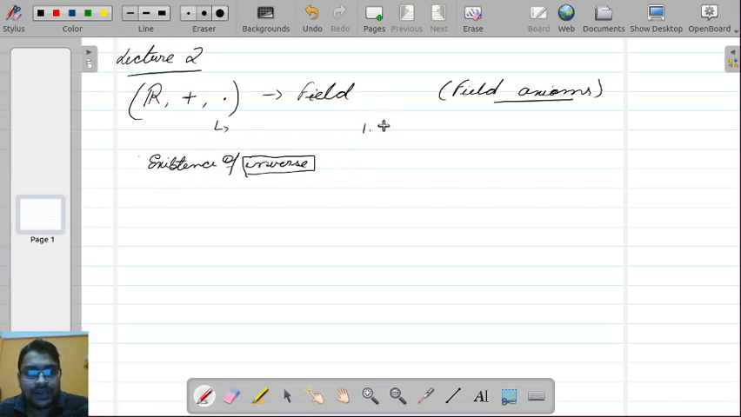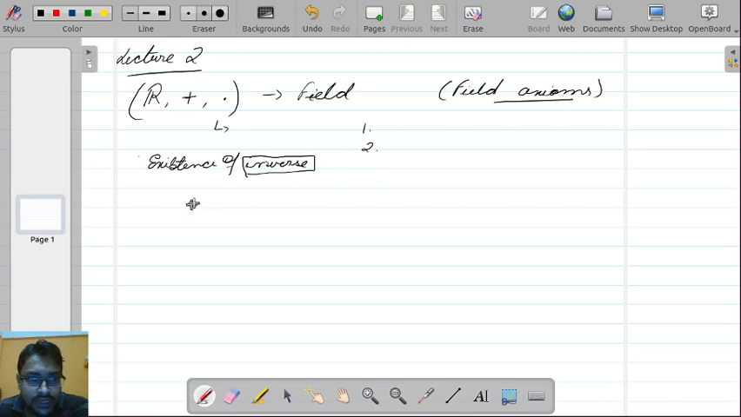First one I had listed as the sum of two real numbers is a real number, the closure property. The second one was the commutative property, the third one was the associative property, the fourth one was the existence of identity, and the fifth one was the existence of inverse. Each element in R has got an additive inverse.